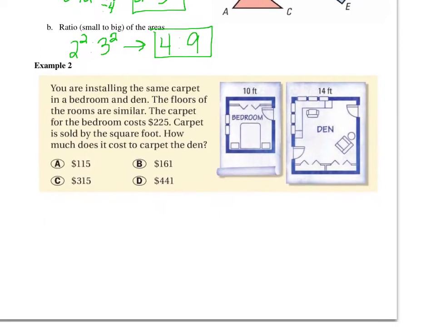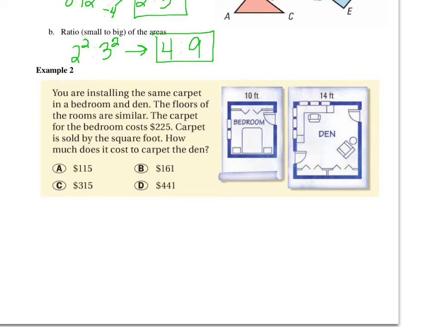So let's look at example 2 here. It says you're installing the same carpet in a bedroom and den. The floors of the rooms are similar. That's a key thing. The floors are similar, so we know these two shapes are similar to each other. The carpet for the bedroom costs $225, so for my bedroom, I'm going to put $225. Carpet is sold by the square foot. Okay, square foot, that tells me it's area. How much does it cost to carpet the den? So we're looking for how much it costs for this one.